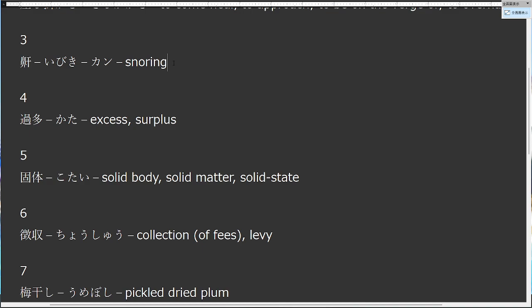We've already learned the ibiki before. Glad we finally know the kanji. Ibiki or kan is snoring. You have a dry nose if you're snoring.